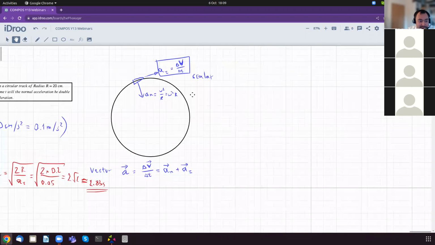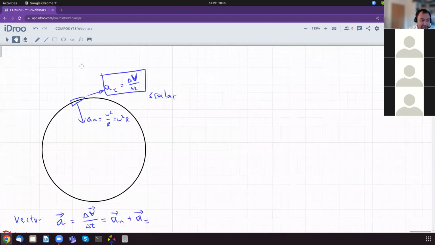Another thing is, there are these two types of acceleration, but there's also the angular acceleration, alpha. So what is angular acceleration in this case? Well, angular acceleration is measured in radians per second squared. Radians per second per second. So it's the change of angular velocity divided by change of time.